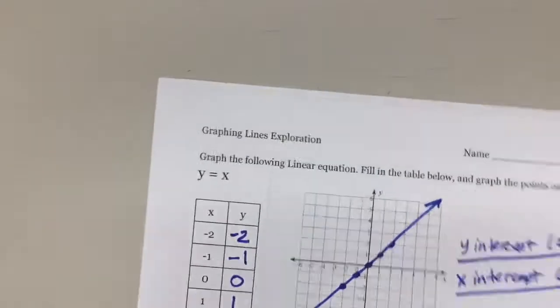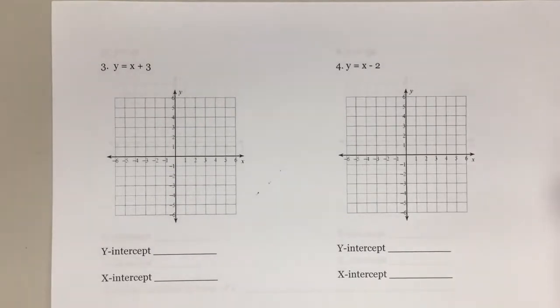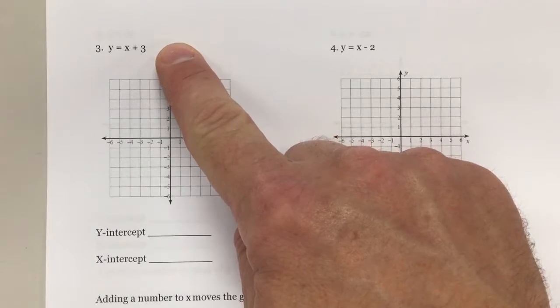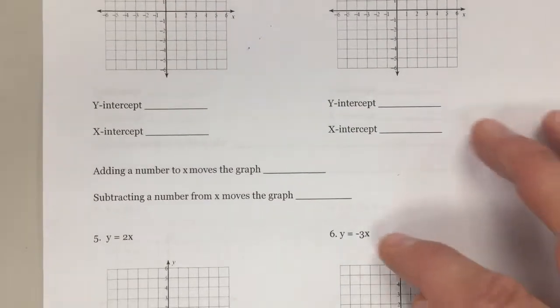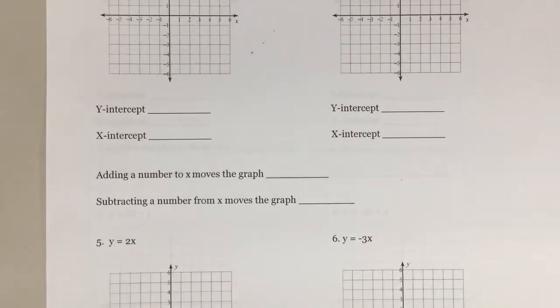Now, for the rest of the packet, what I would like you to do, if you turn the page, you are just going to continue with Desmos and answering the questions. So you'd put this equation into Desmos, find the x and y-intercept, draw the graph, and then there may be some questions that you have to answer. If you have trouble answering the questions, call me over. I'd be happy to help you. But your job is to use Desmos to finish this packet.